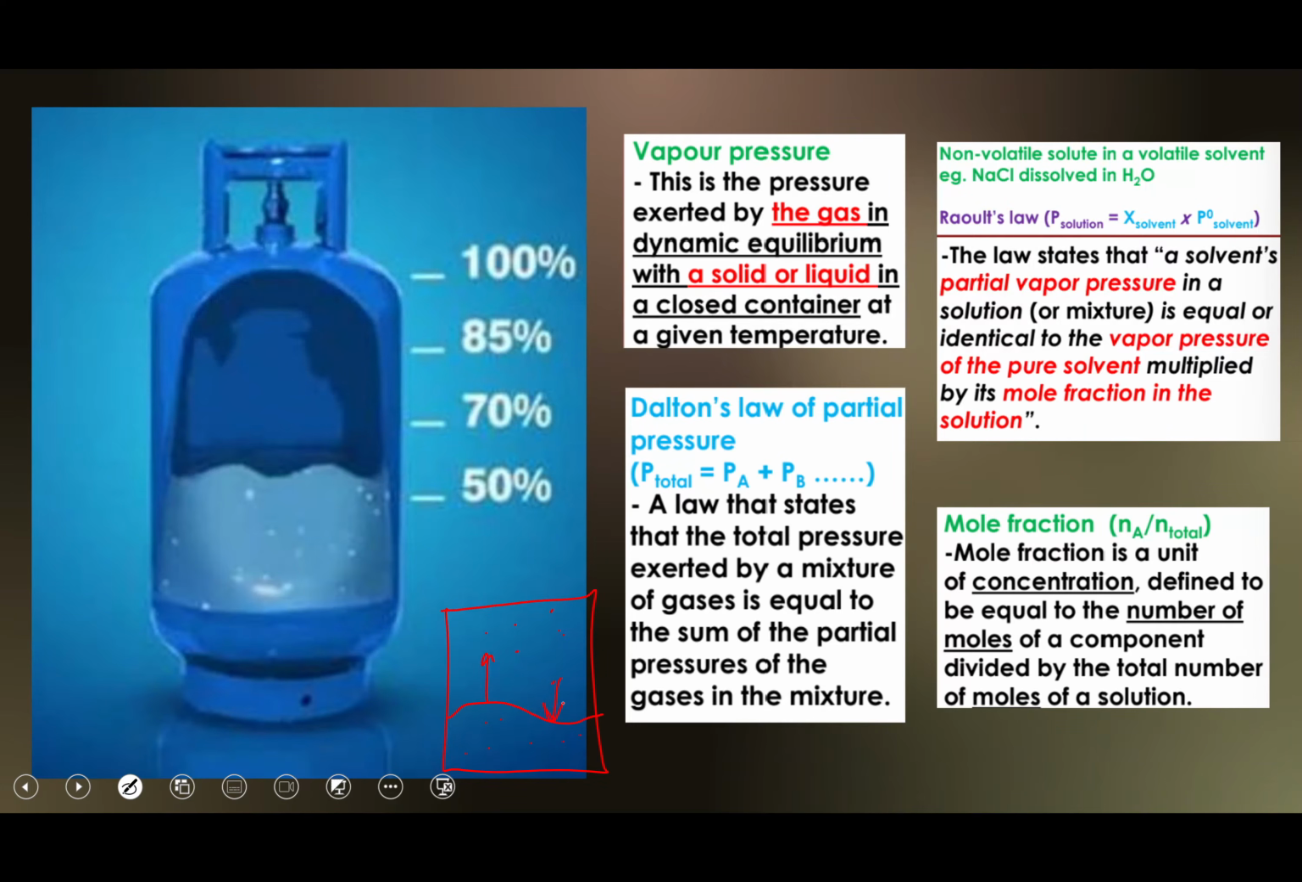So if we put something non-volatile like sodium chloride into water, we use Raoult's law. Raoult's law states that the pressure of the solution, or P of the solution, must be equal to the mole ratio times the partial pressure of the solvent. The law states that a solvent's partial vapor pressure in a solution or a mixture is identical to the vapor pressure of the pure solvent multiplied by the mole fraction of the solvent in the solution. P naught tends to speak to vapor pressure of the pure solvent, but P itself speaks to partial pressure.